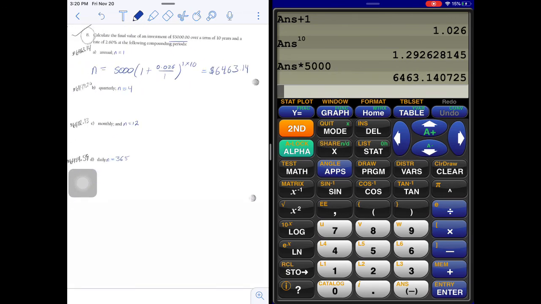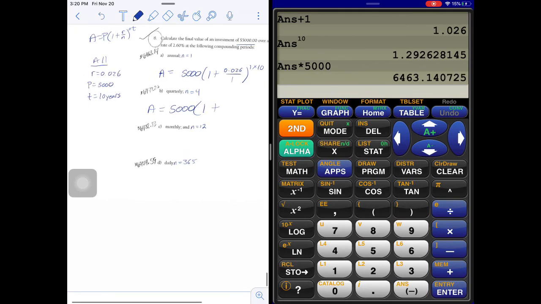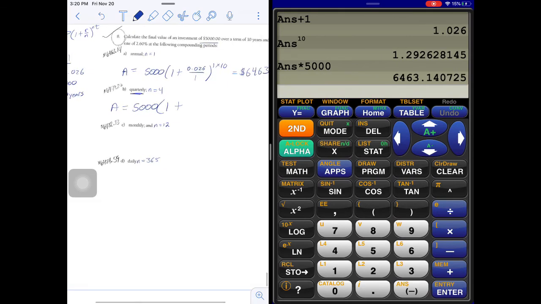Try this one out on your own, or try it out and see how it goes. So this should say A here. So A would equal, again, $5,000, 1 plus, what's my n value here? Well, it's quarterly, so that's 4 on the bottom. The rate stays the same. And instead of n being 1, well, n is 4, right? n is 4 since it's quartered, and it's still for 10 years, so times 10.